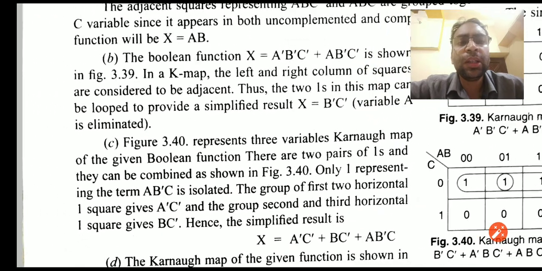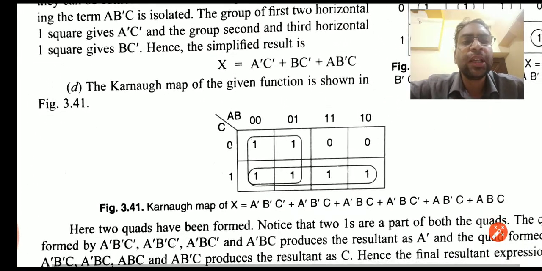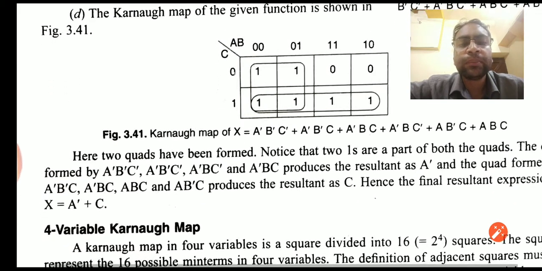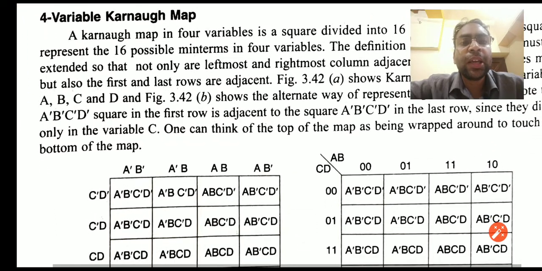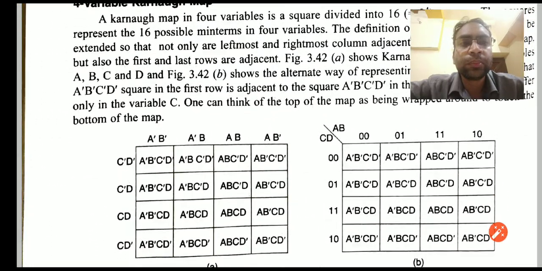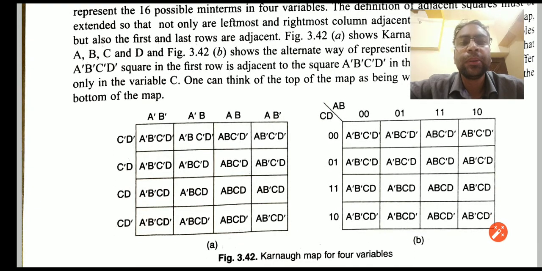You can see the other examples and the K-maps. You can verify yourself, and try to form a quad or octet and then simplify. Similarly, we can have a 4 variable K-map also. We'll see the 4 variable K-map in the next lecture.